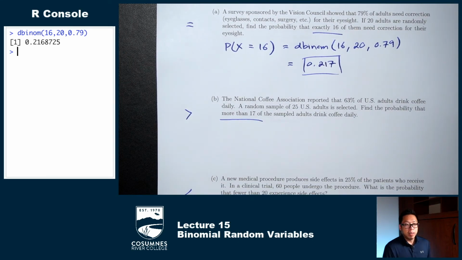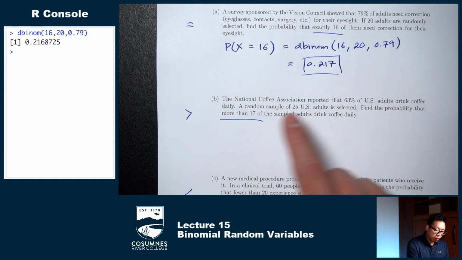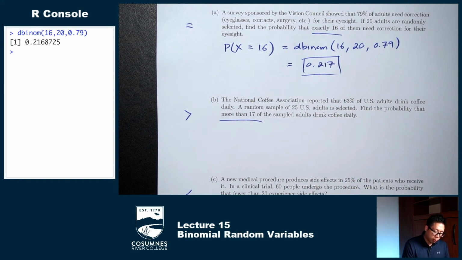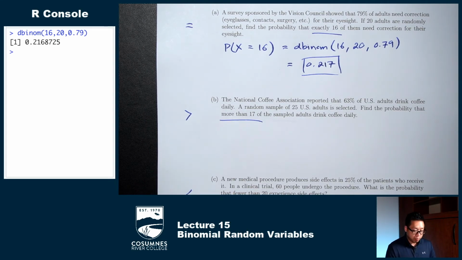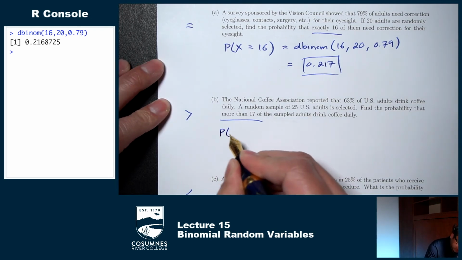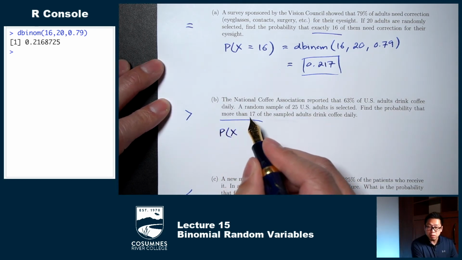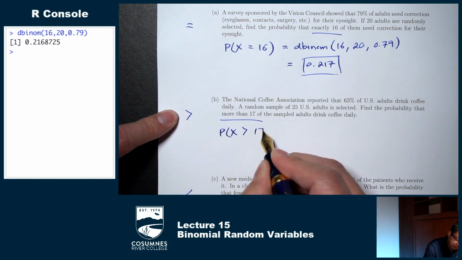Part B. The National Coffee Association reported that 63% of U.S. adults drink coffee daily. A random sample of 25 U.S. adults is selected. Find a probability that more than 17 of the sample adults drink coffee daily. Okay, in symbols, what we're looking for here is probability that x is more than 17. We said translated to a greater than 17.